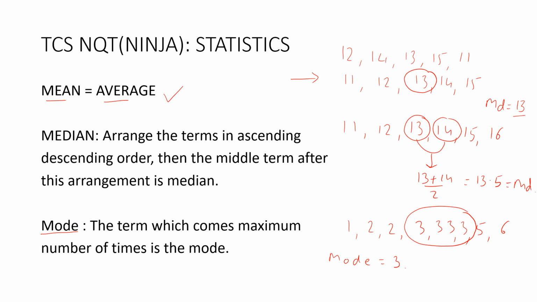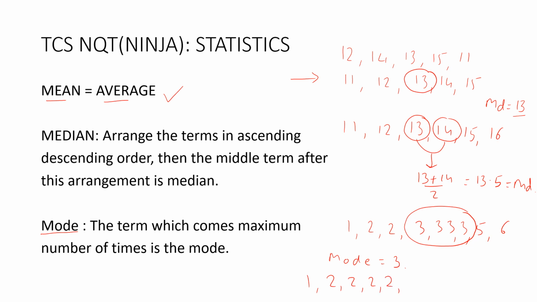Now, please make sure mode is not the frequency. 3 was coming like 4 times, but I never said 4 is my mode. The term was 3, which was coming maximum number of times, and thereby my mode is 3. Now, let's say I make a small change in it and I make them look like this.